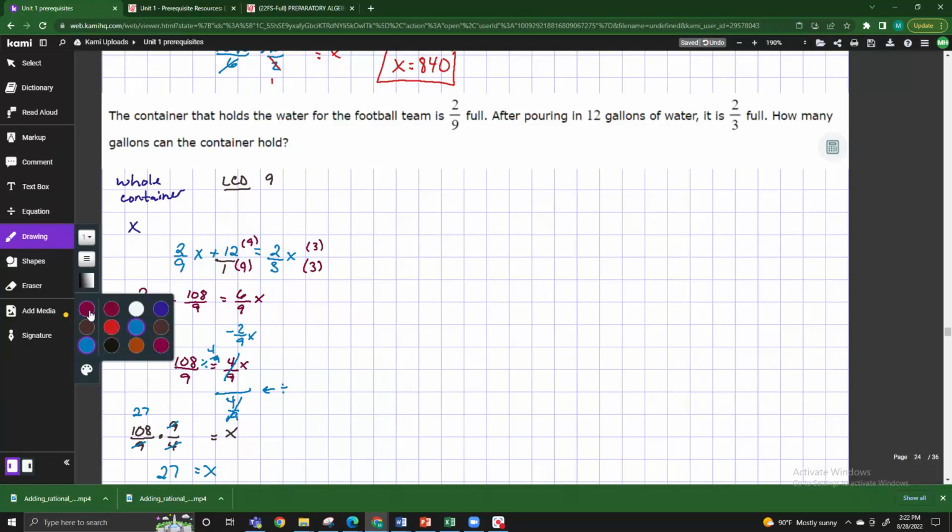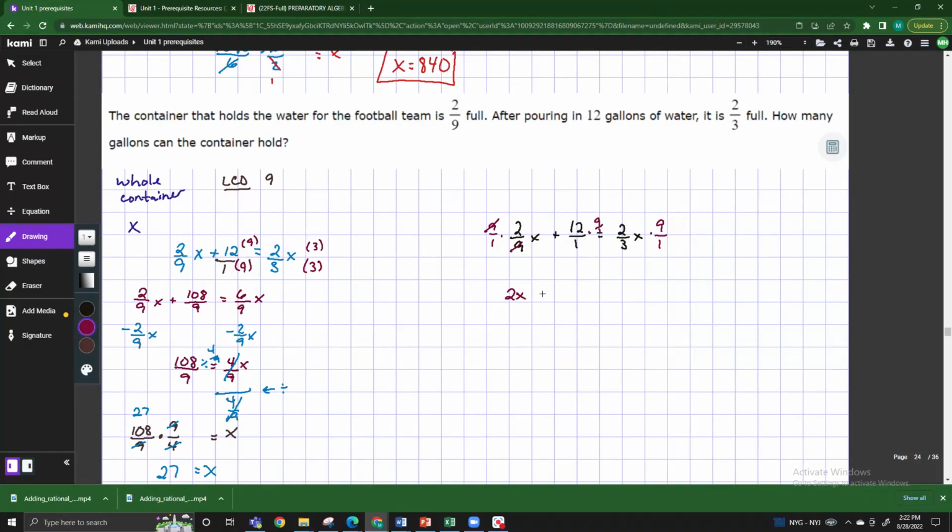Now, if I did this thinking of multiplying by the LCD, I would have still the same problem. So I have 2/9 X plus, I'm going to say 12 over 1 because I like it to be a fraction, equals 2/3 X. Now if I multiply every single fraction by that LCD, so I'm going to go times 9 over 1 times 9 over 1 times 9 over 1. This 9 cancels with this 9, and I just have 2X.